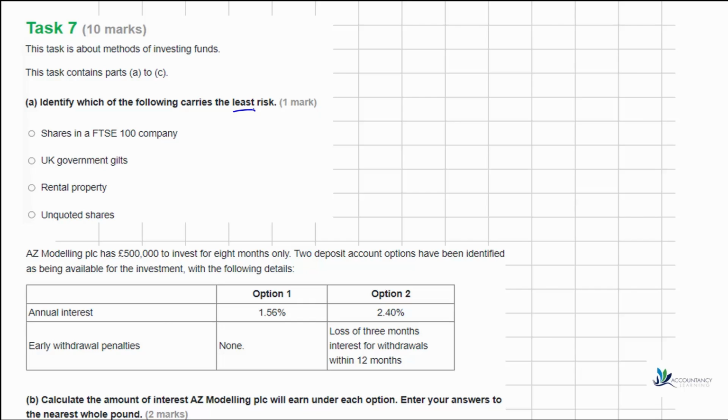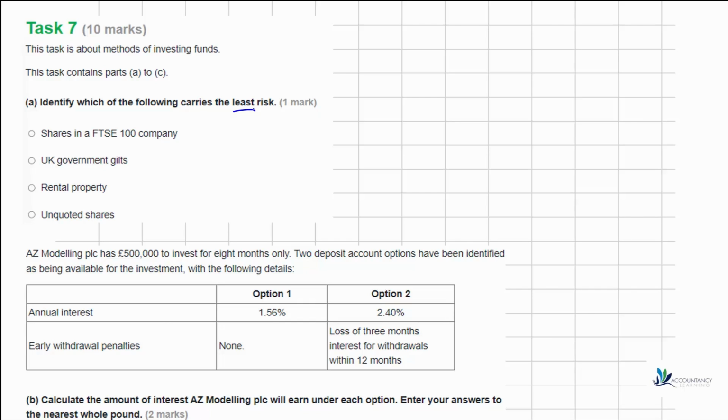So if you look at the shares in the FTSE 100 company, these are shares that go up and down in value based on how well those companies are performing. But the issue is that they could go down in value, so there is a risk related to them. Given that they are listed on the stock exchange, we'd like to think that they will be successful companies, but nevertheless, there is a risk they could go down.